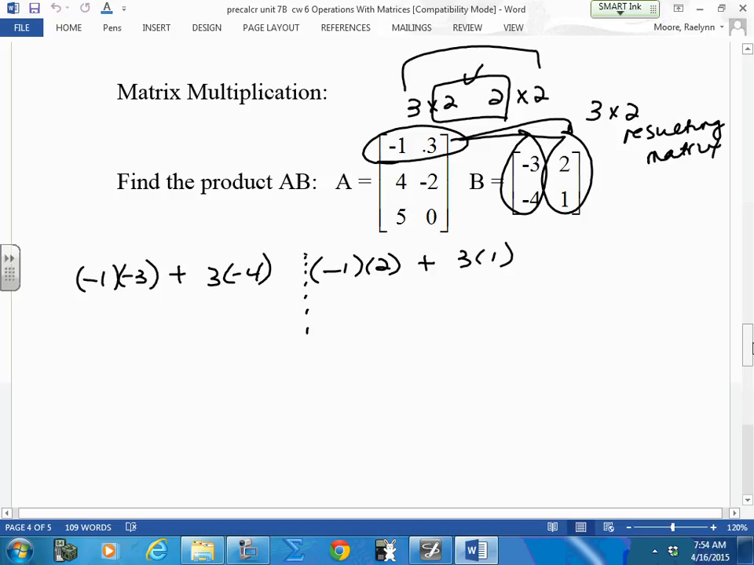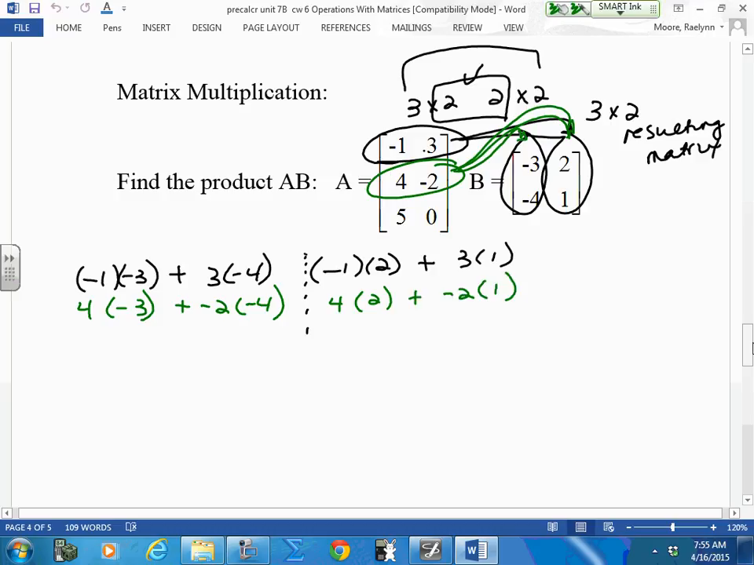Okay? Now we're going to do the next row. Everybody with me on this pattern? Next row. Row times column, row times column. 4 times -3 plus -2 times -4. Kind of see a little pattern here? The next one, after you see this pattern, will go a lot faster. This row, this column. 4 times 2 plus -2 times 1.